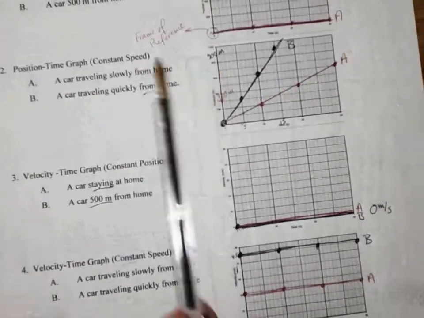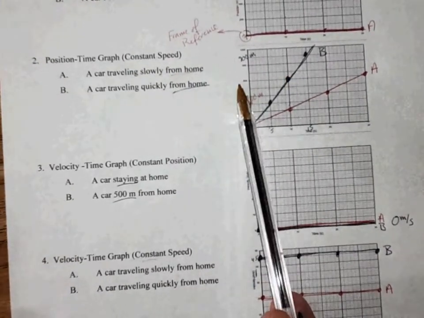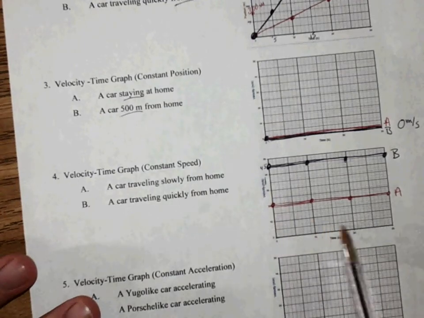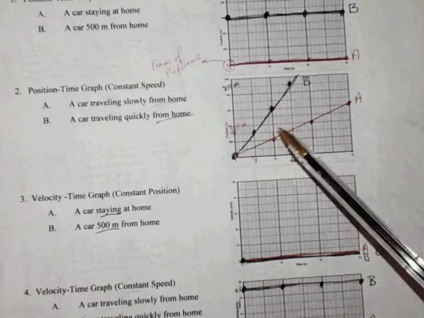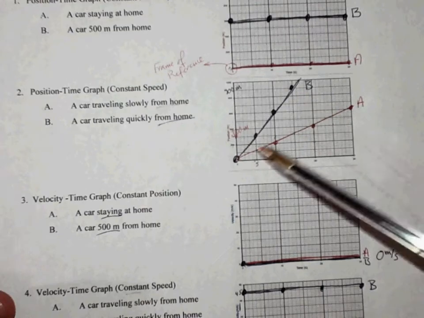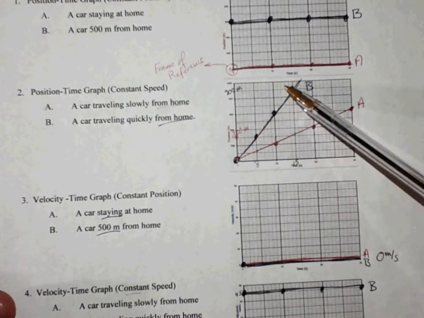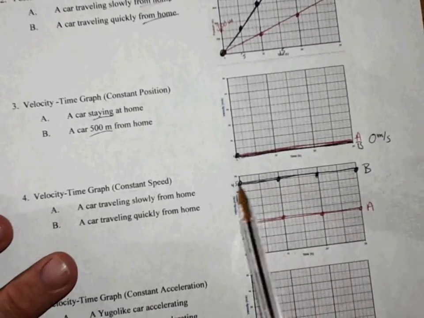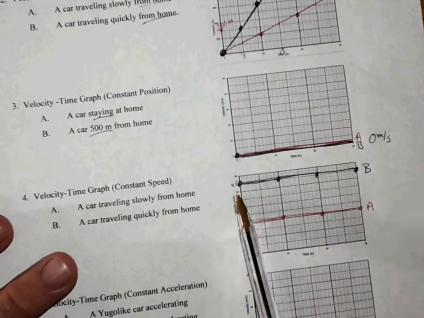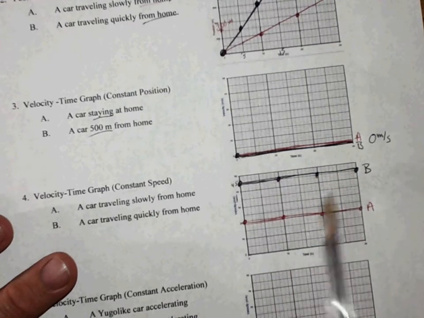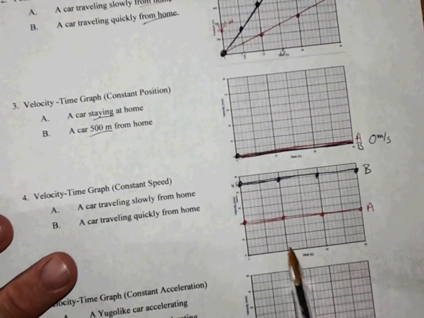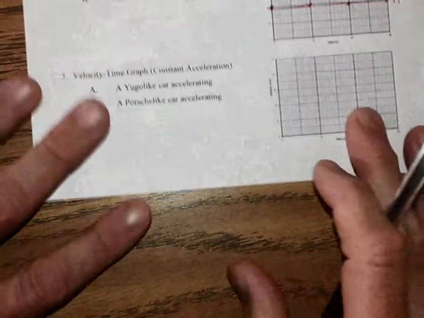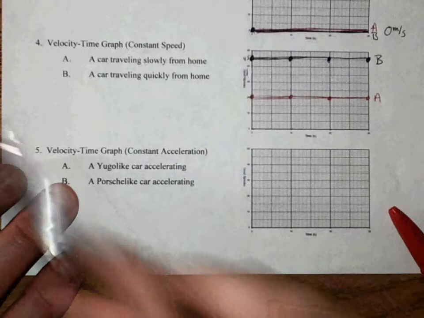Wow, look at the difference between constant speed on a position time graph and constant speed on a velocity time graph. On a position time graph, we've got these slopes. The one that's steeper is faster. On a velocity time graph, the one that's higher is faster. Just read the numbers. I'm trying to be really specific about grabbing numbers so you can read these points. There's a reason you did all that math. You did it for science class.